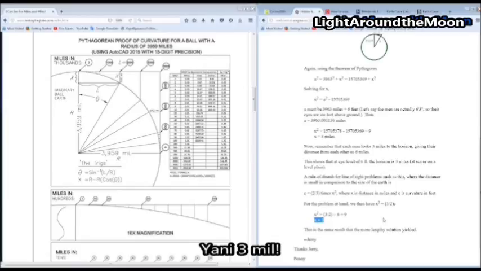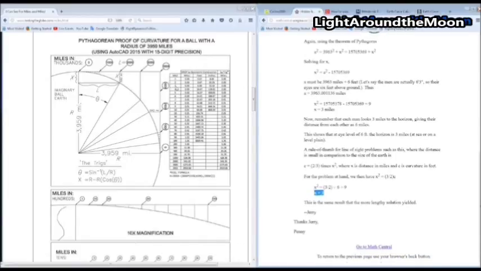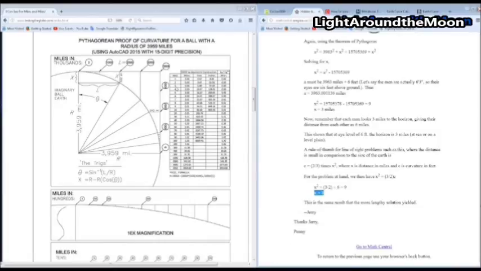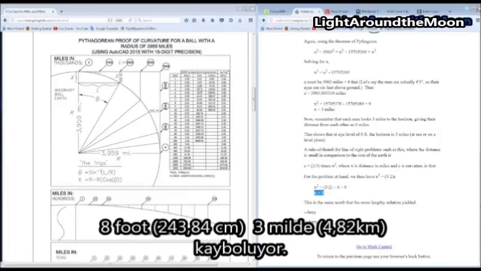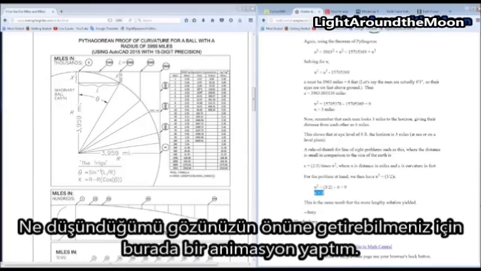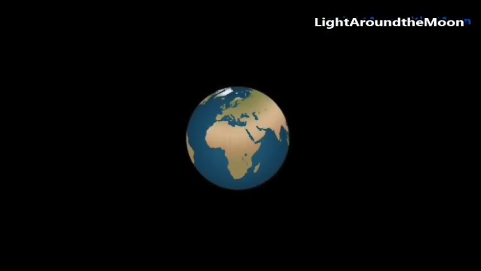So at 3 miles now, and we'll go back to our chart here, assuming your eye level is at the ground, 3 miles, 6 foot is obscured. Now this is what's interesting, and I'll create a little animation here for you to be able to visualize what I'm thinking here. And I'll let you think this through with me.